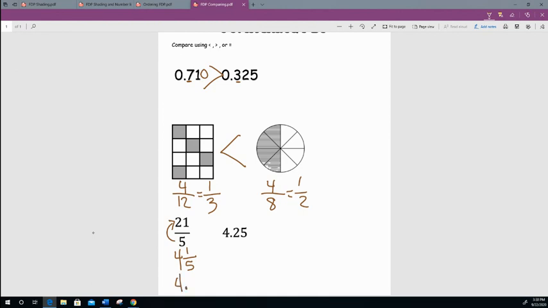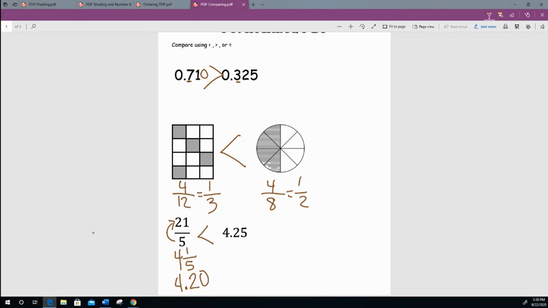And 1/5 is a benchmark. So you should know that your fifths are kind of like counting by 20s. So in this particular case, 1/5 would be represented with a 2, or you could do 2, 0. That's fine. So this is 4.20. This is 4.25. 4.20 is less than 4.25. So that's how you compare.